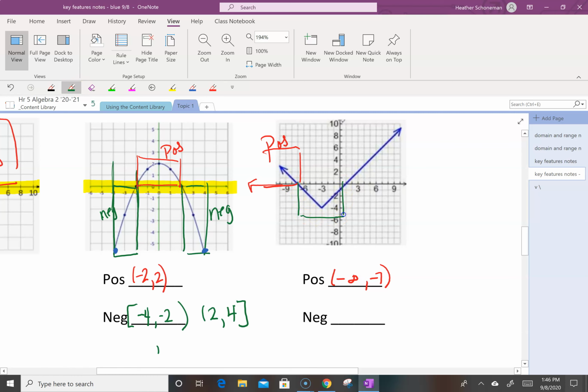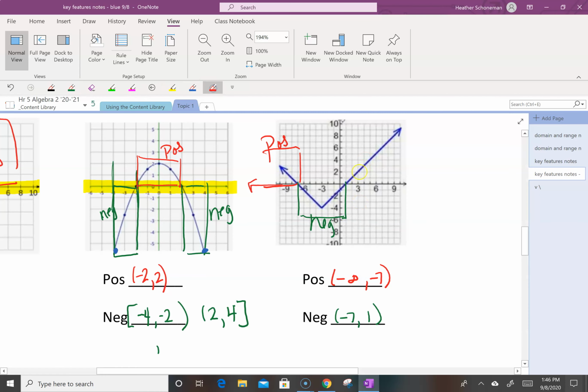The next region is in here. That is below, so it's negative. The left boundary is -7. The right boundary, sorry I didn't draw that well, is 1. Okay, parentheses because it's not above or below the x-axis.